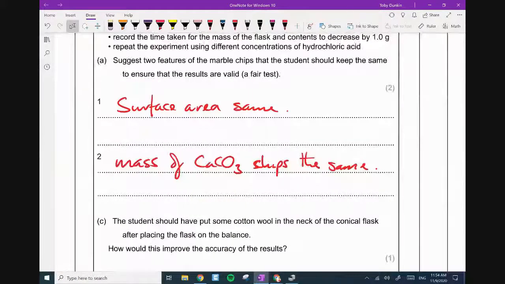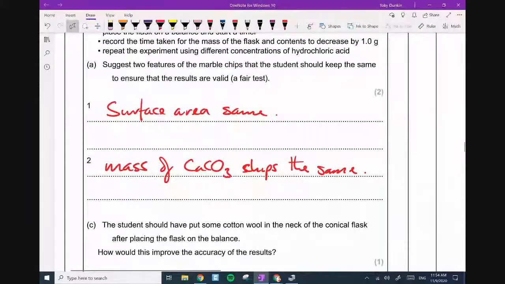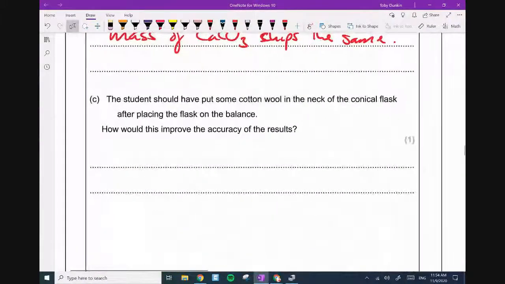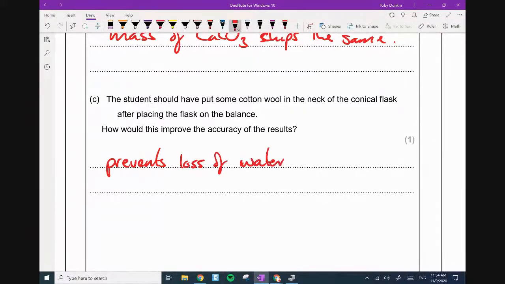Yeah, so that was surface area and mass. By the way, just to let you know that surface area and size is the same thing. Lots of people wrote down surface area and size. They are quite literally part and parcel of the same gig. Next, the student should have put some cotton wool on the neck of the conical flask. How would this improve the accuracy? Prevents loss of water or acid through spitting. Yeah, through spitting. I like it. Nice and easy.